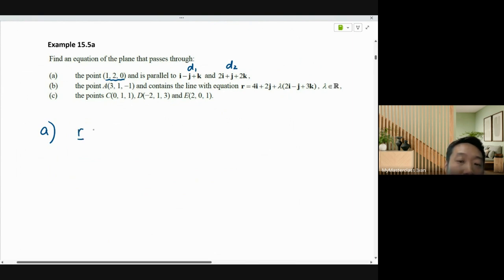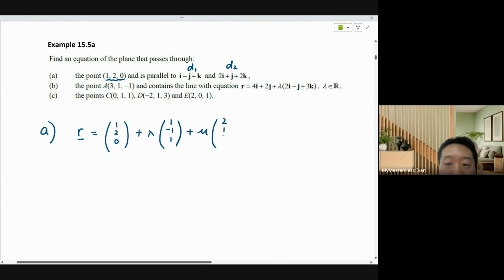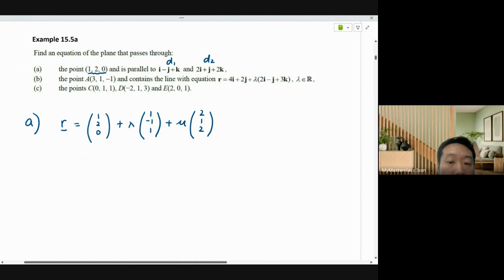You must always start with r equals, write down, this is (1, 2, 0) plus lambda (1, -1, 1) plus mu (2, 1, 2). So you have two directions over here. Then remember to write that lambda and mu are real numbers. Okay, that's simple.